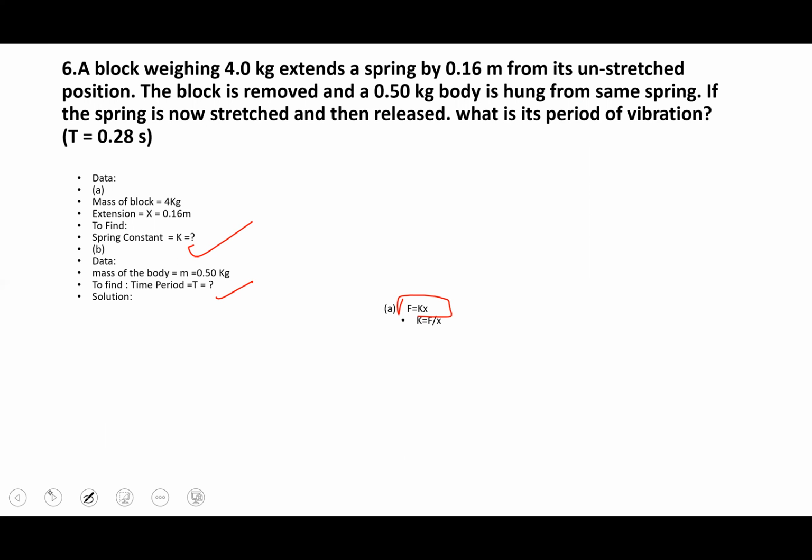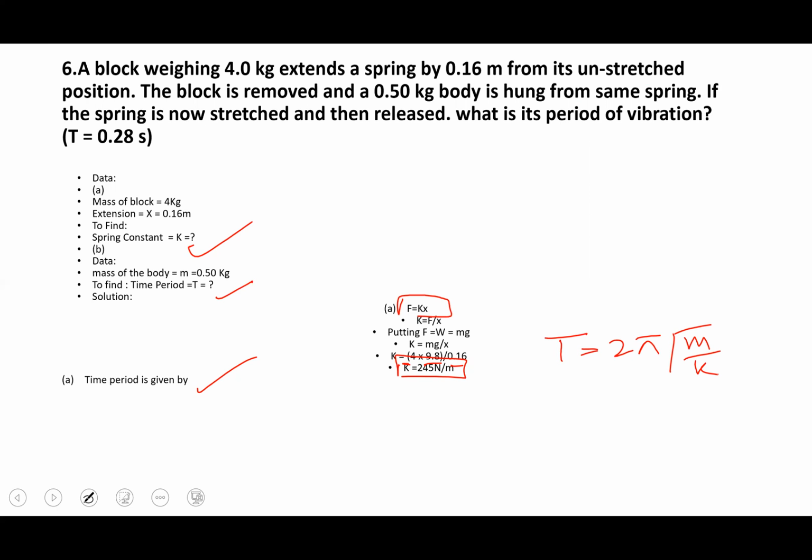So k will be equal to F over x. Putting the value of F, which is equal to W, the weight of that mass attached to the spring, it will be equal to mg. So k is equal to mg divided by x. The mass given to us is 4 kilograms, the value of g is 9.8, and the displacement given was 0.16 meters. Now we have the value of k, which is 245 newtons per meter. Now we have to calculate the time period as well. If we remember the formula for a mass attached to a spring system, T is equal to 2 pi root m over k. Now we have the mass, which is 0.5.